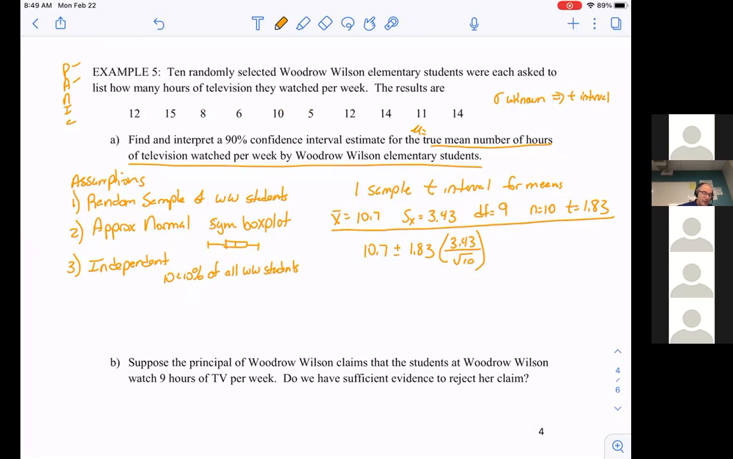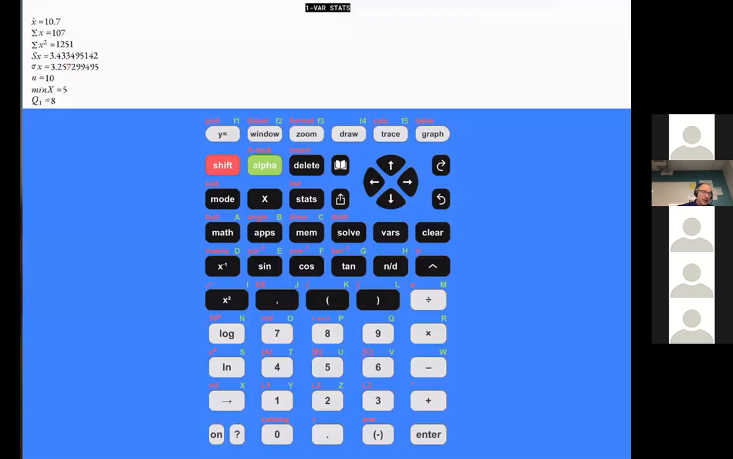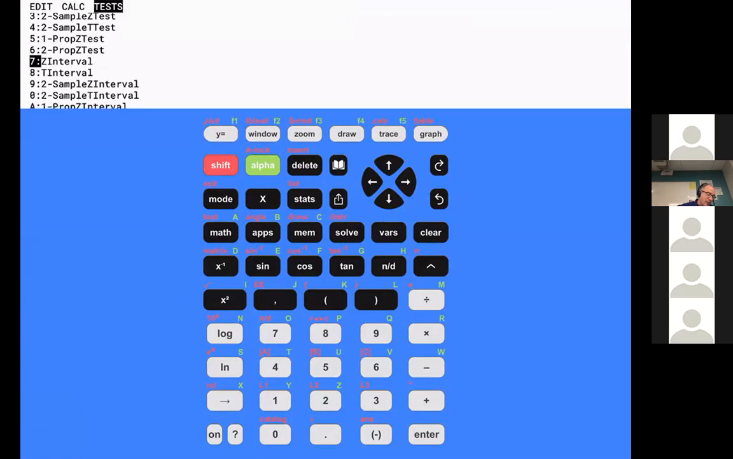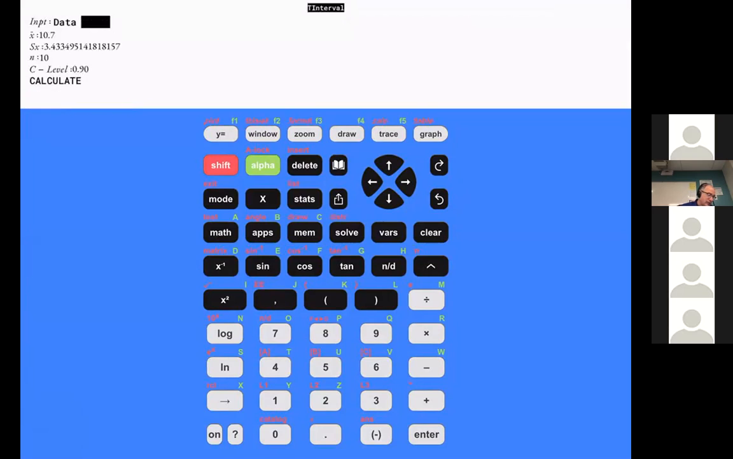In reality, here's what happens. You write down that's a one sample t interval for means. I'm going to go back to my calculator, go to stats, over to tests, except now instead of doing a z interval, we're going to do a t interval. I'm going to select t interval, except this time we have data to work with, so I'm going to highlight data.